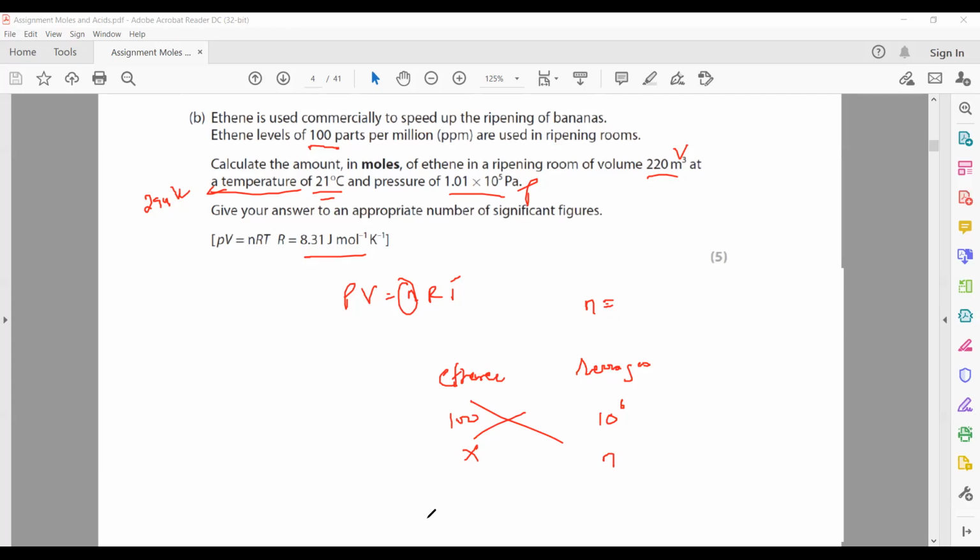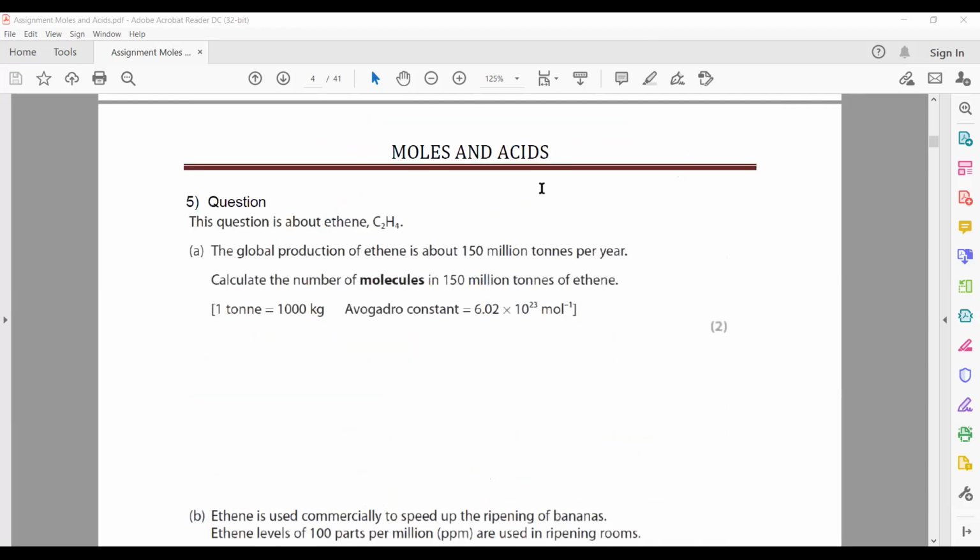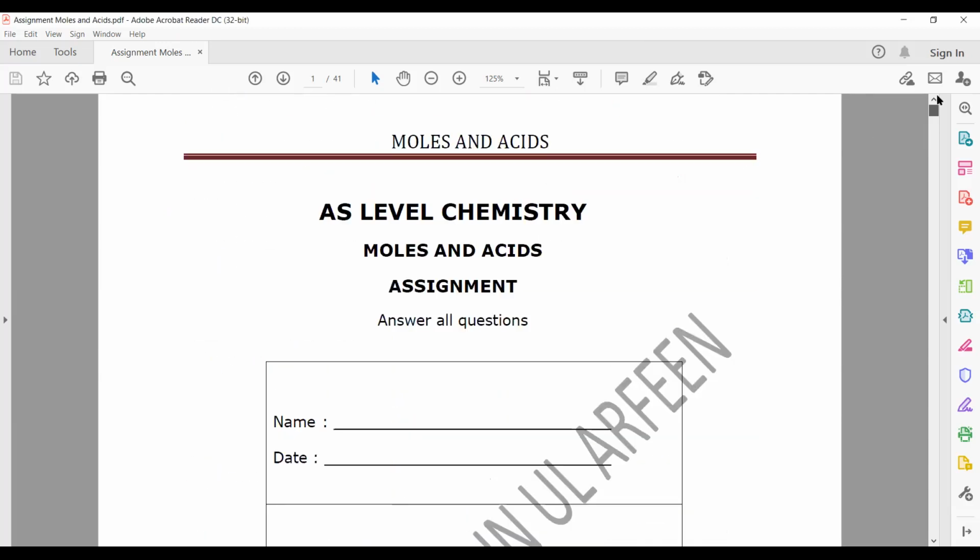Is this part clear? Any doubts? So next session we will do more questions from this topic about moles and acids.